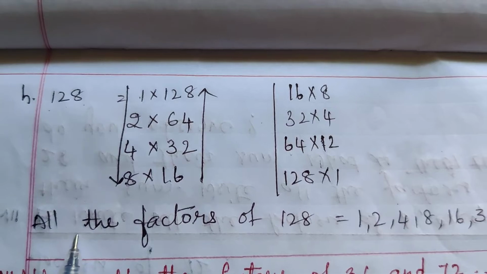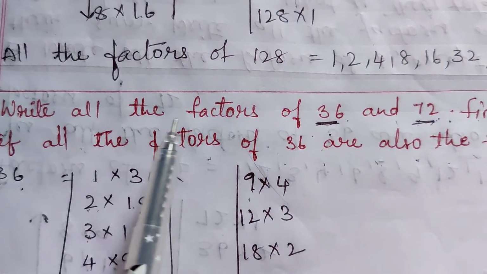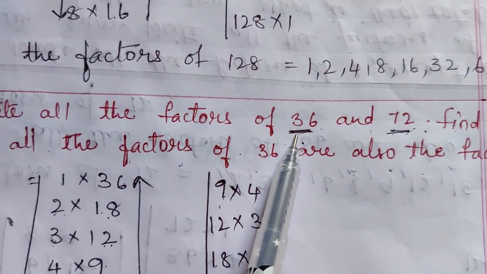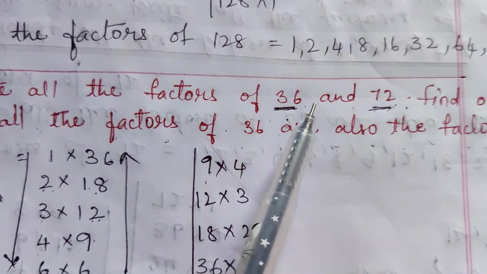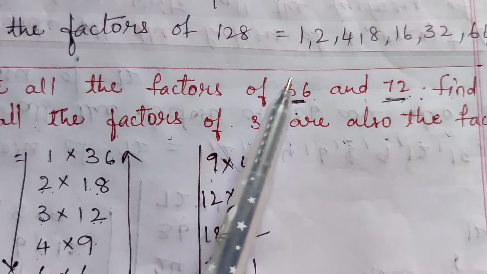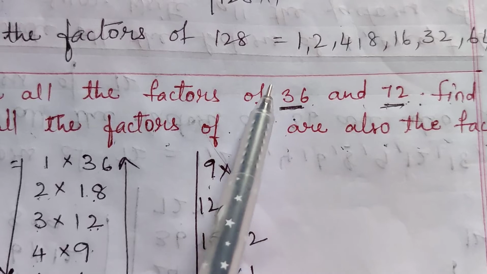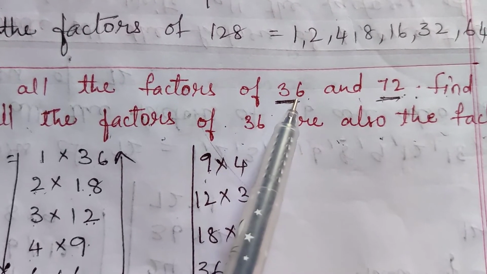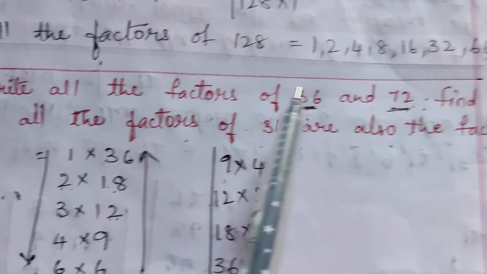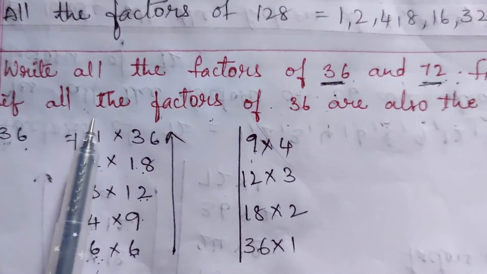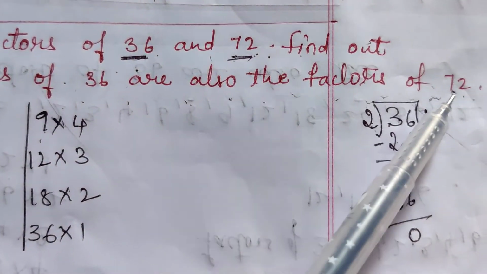Okay. Now we'll move on to the sixth sum. Write all the factors of 36. I think by this time you know how to write all the factors. Now we are going to write the factors of 36 and also for 72. Find out if all the factors of 36 are also the factors of 72.